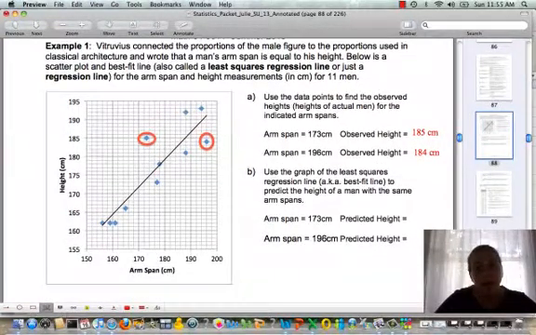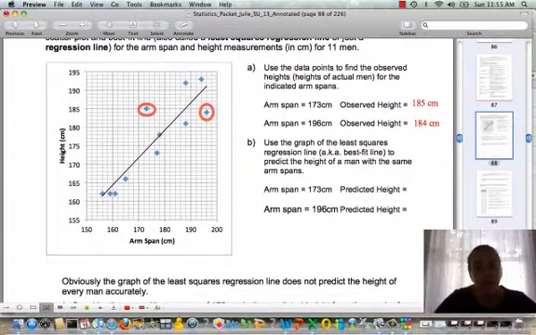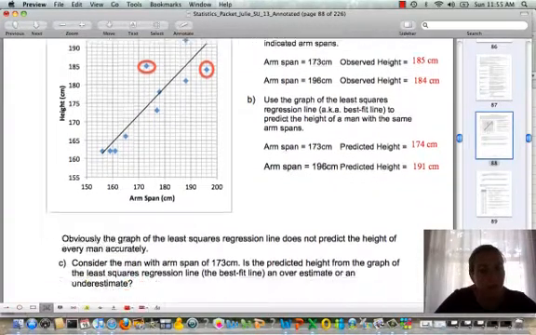Now we want to use the graph and use the regression line to predict the height of the man with the same arm span. So if we come over to 173 and look up at the graph, that looks like a prediction of 174 centimeters. And similarly, if we come over to 196, that prediction up here looks to be 191 centimeters. And again, we're estimating from the graph, but it's a pretty clear line, so I think we read it spot on.